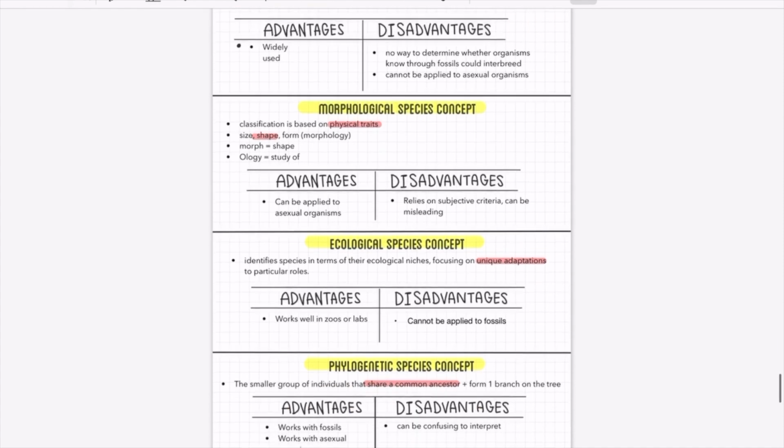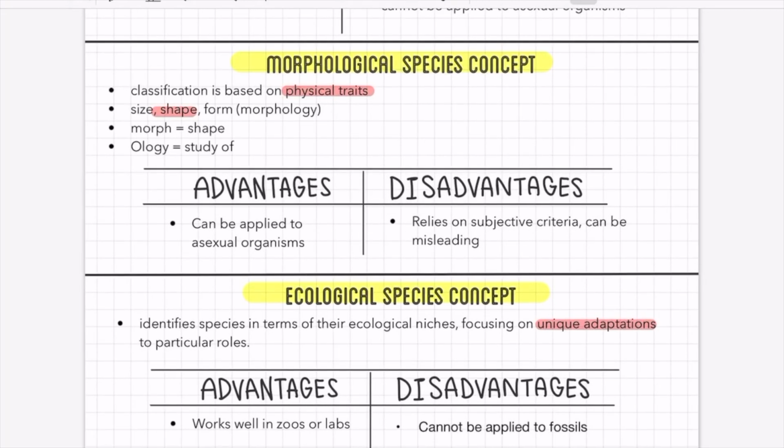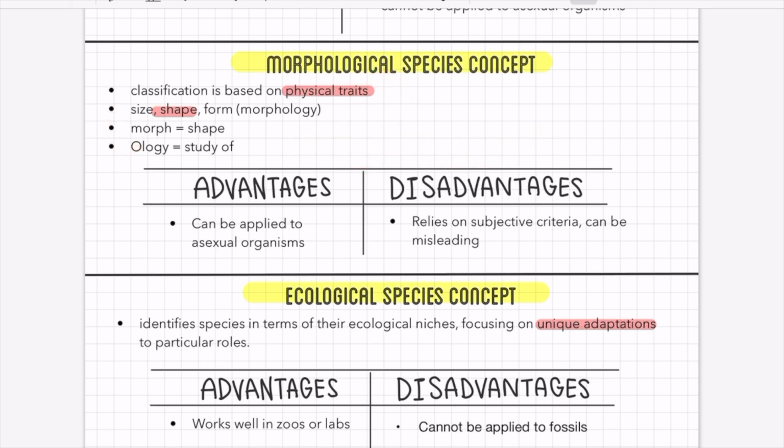Next, we're going to the morphological species concept, and this one is actually really interesting. This seems like a mouthful of a word, so we'll break it down. Morph means shape, and ology means study, so morphology is the study of shape or size. So allow your brain to associate morph with shape, and this should become easier.